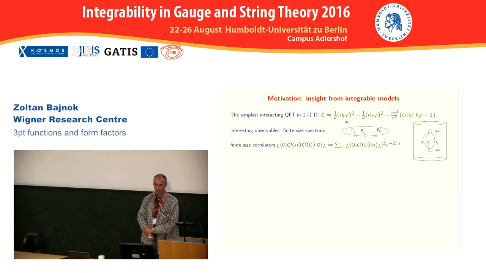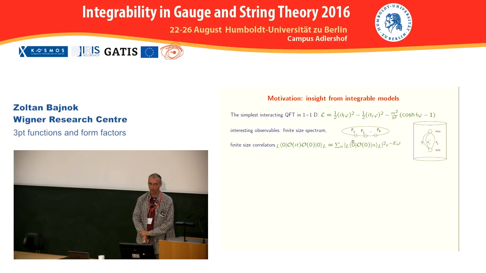So let's take the simplest interacting quantum field theory in 1 + 1 dimensions. This is a quantum field theory of a single scalar field with this cosine hyperbolic interaction. And interesting observables in this theory are the finite size spectrum.